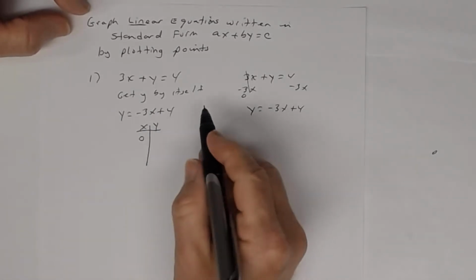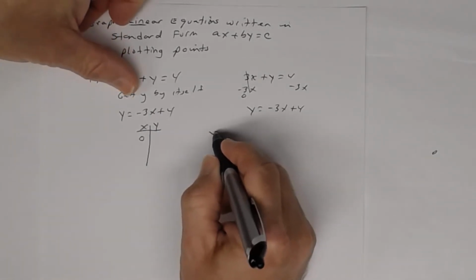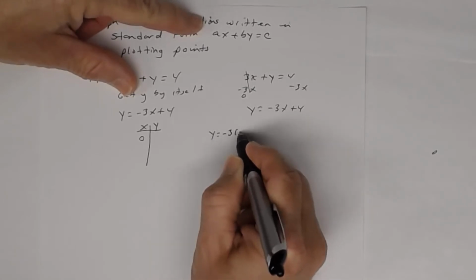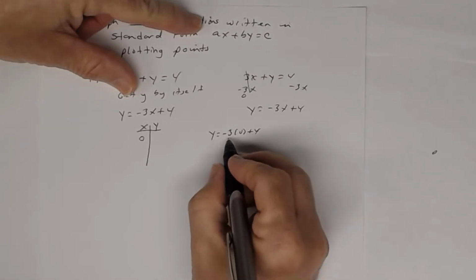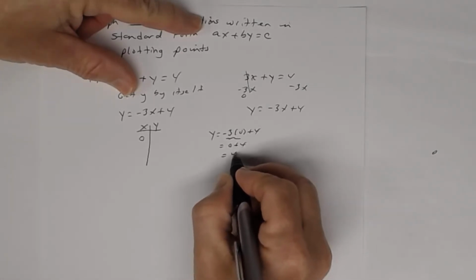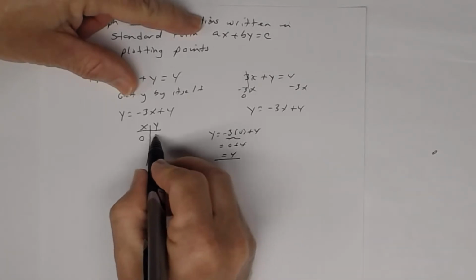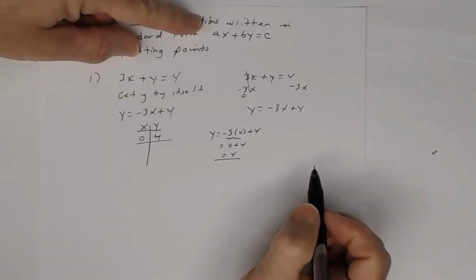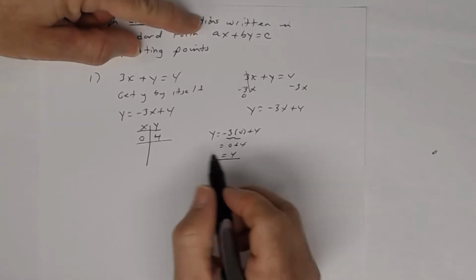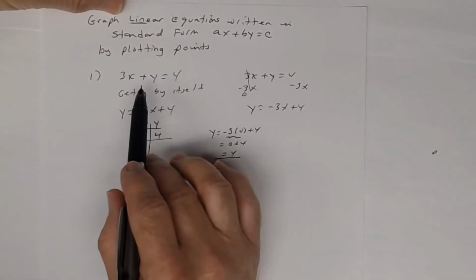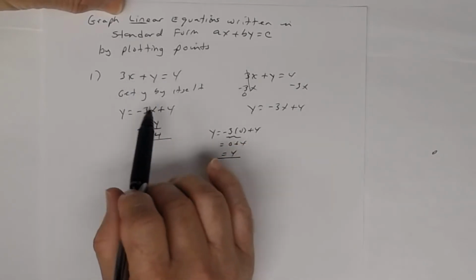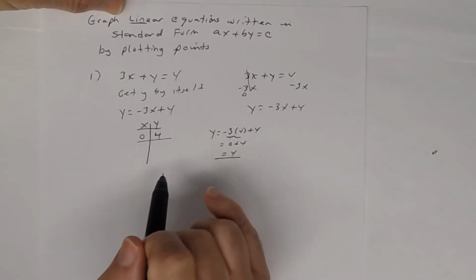So if x is 0, you're going to do your work here. You're going to say y equals negative 3 times 0 plus 4. So in place of x, you're going to substitute 0. Negative 3 times 0 is 0. 0 plus 4 is 4. Okay? So then 0, 4 is a solution, right? That's what we're doing here. When we're graphing equations, whether it's linear or not, you're finding the solutions to that equation.